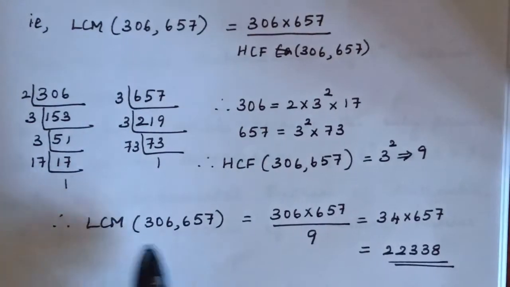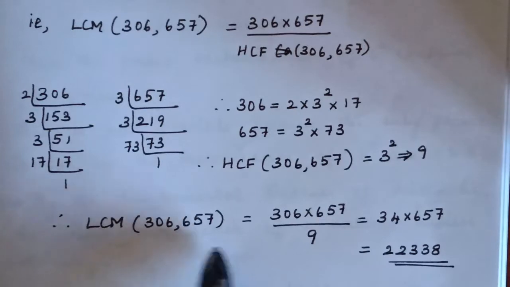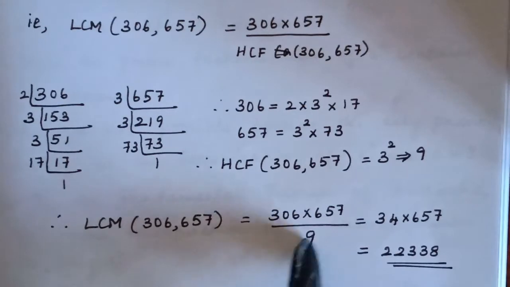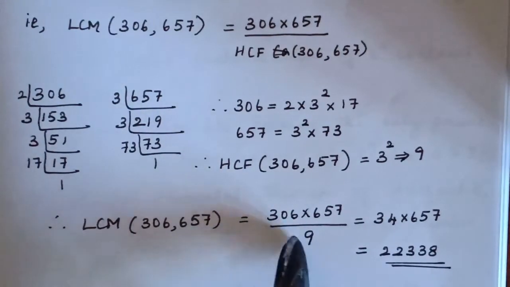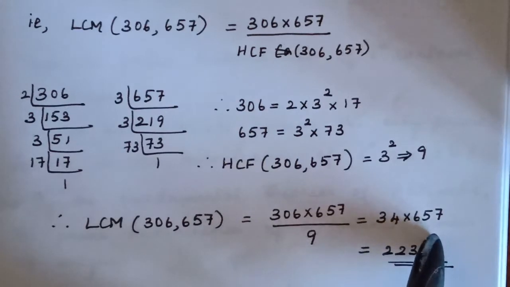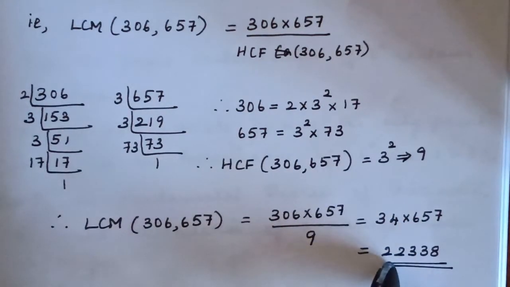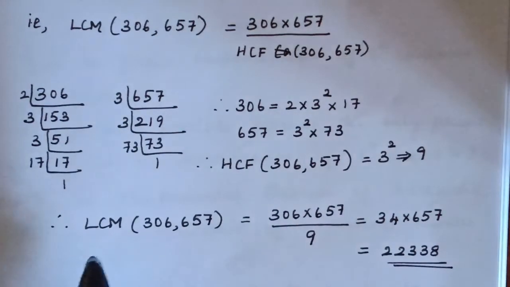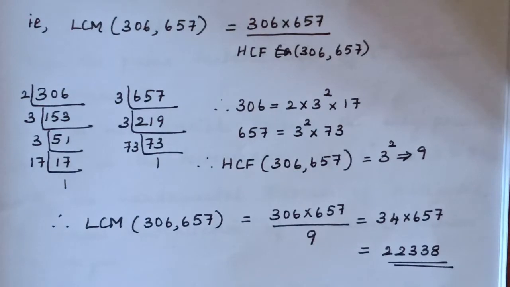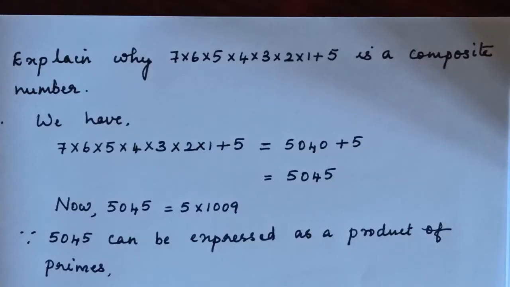Now LCM of 306 and 657 is equal to 306 into 657 divided by 9. By cancellation we can cancel 306 and 9. We will get 34. So 34 into 657 is 22,338. That means the LCM of 306 and 657 is 22,338.